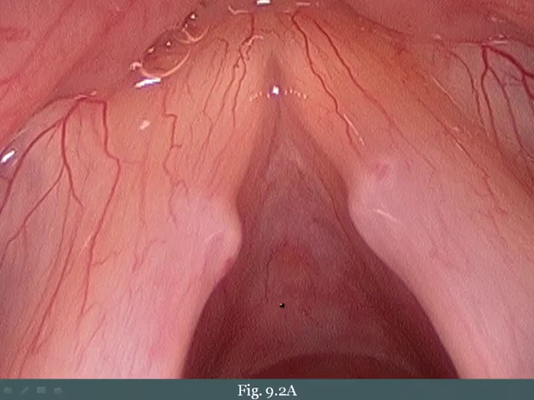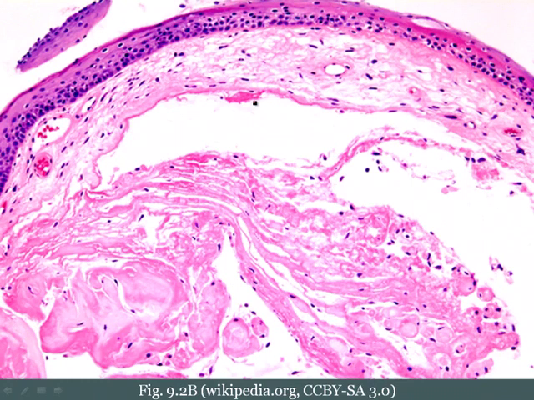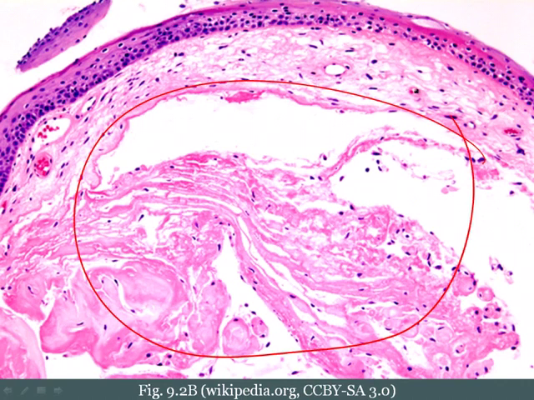Here's what it looks like. You can see one vocal cord nodule here, another one here, and these are bilateral because it's due to a wear and tear or use related problem. Now here's what you see if you were to do the histology, and all I'm trying to highlight here is that you get myxoid degeneration of the connective tissue, which leads to the formation of this vocal cord nodule.